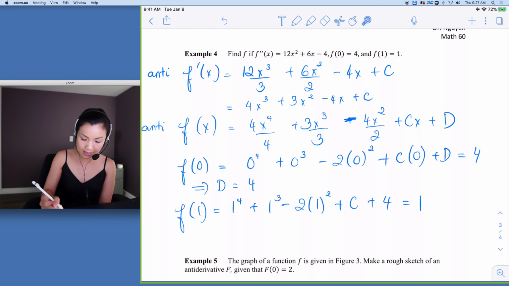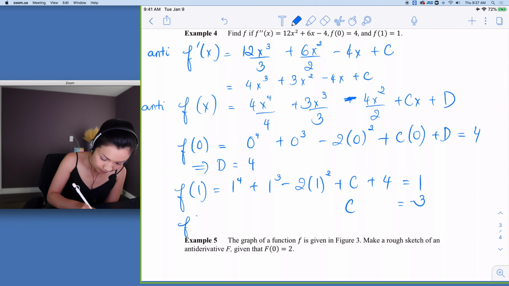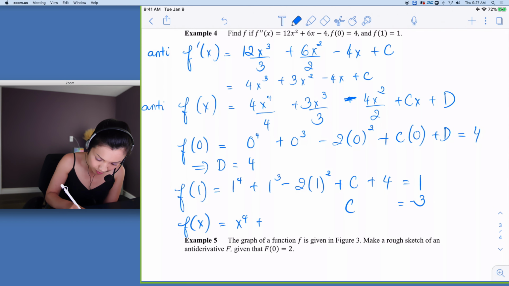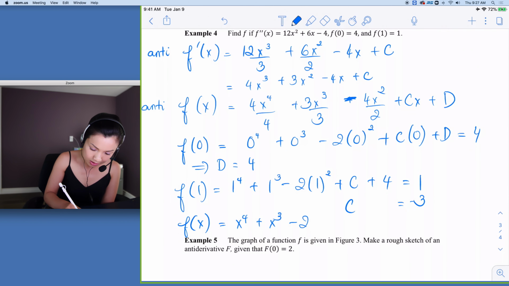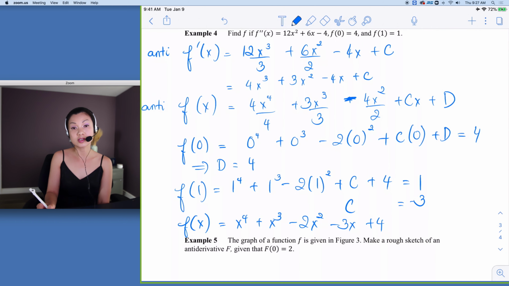Hopefully you recognize that. So that's 1. And then we just use it to solve for c. So c is -3. So now we're ready to write the whole thing. So we have x to the 4th plus x cubed minus 2x squared, c is -3, x plus 4. So that's going to be our function.